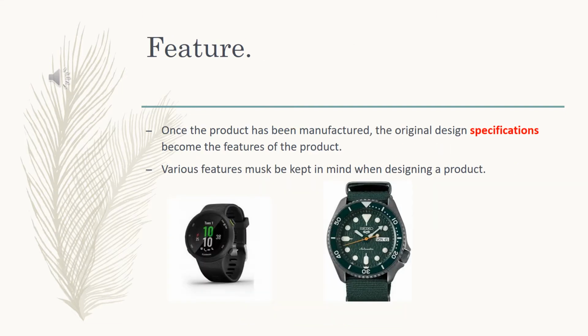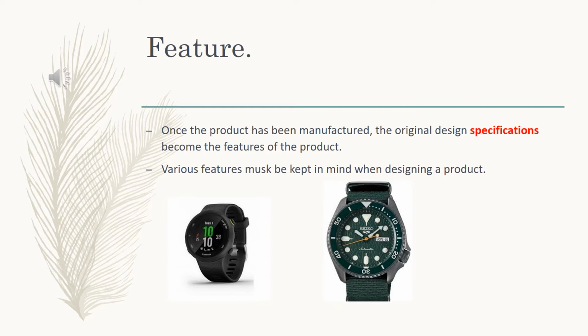Features. Once the product has been manufactured, the original design specification becomes the features of the product. Remember, a specification is a list of the requirements that will solve the problem. So if we design a watch, we look at the problem. What is the problem? People need to look at the time. So in our specification, we specify that the challenge people have is that they need to look at the time. The only way to know the time is to look at the watch. So we design a watch. Various features must be kept in mind when designing a product.